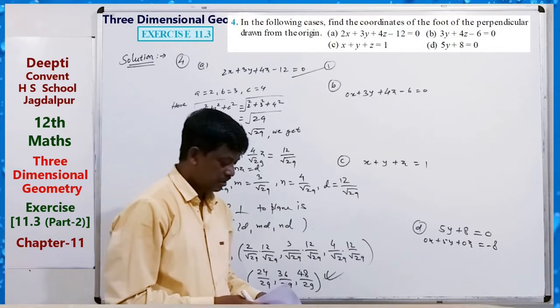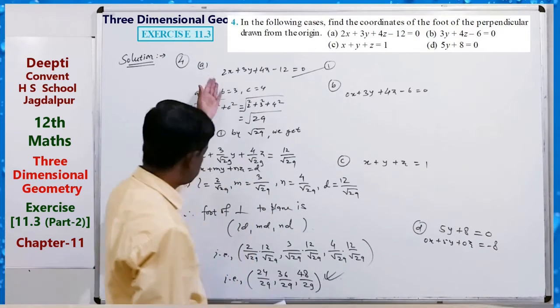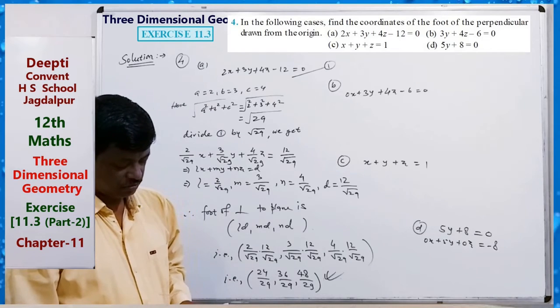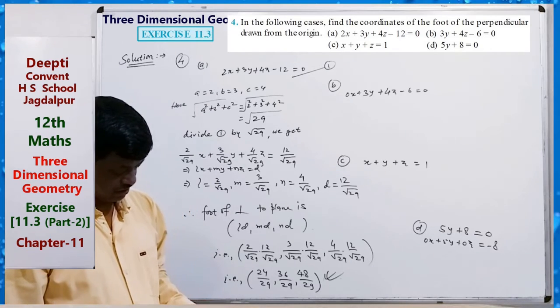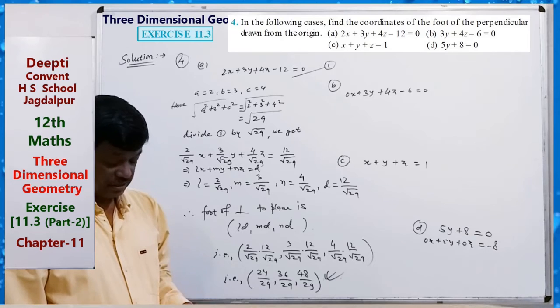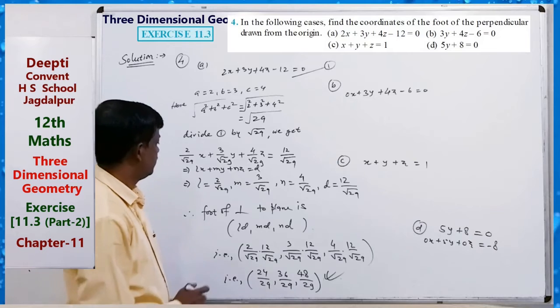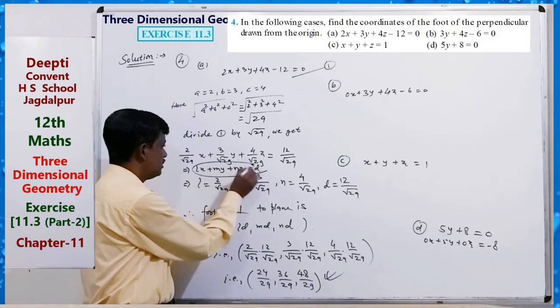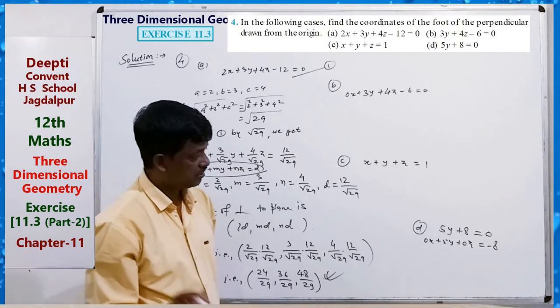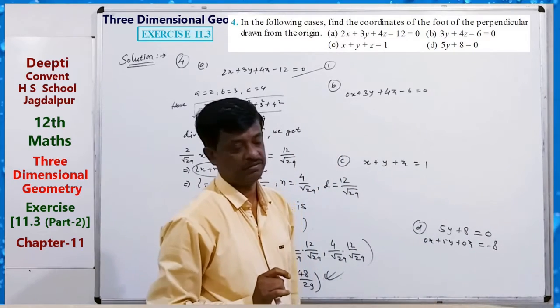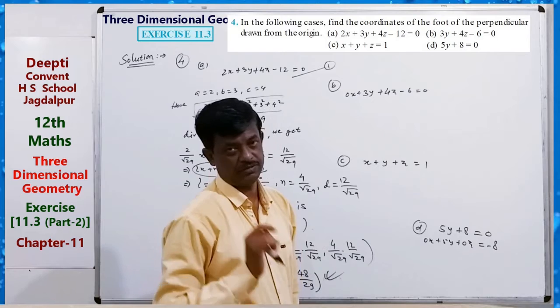Okay. So just do this process and you can get the foot of the perpendicular. Clear? Here one thing to remember is that for writing this type of equation, you should write the right hand side with a positive sign. Clear? A positive sign.